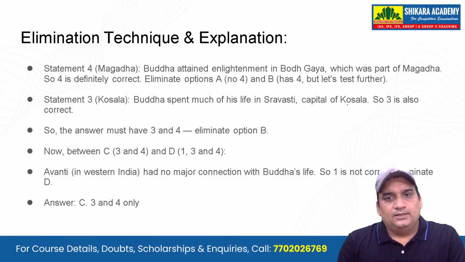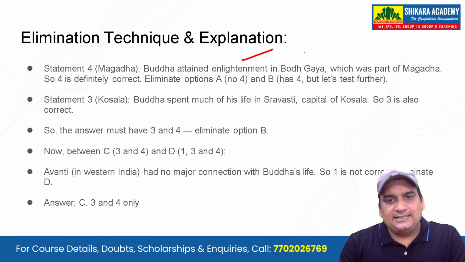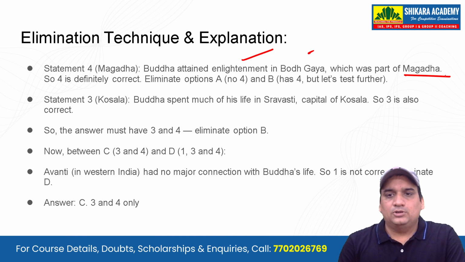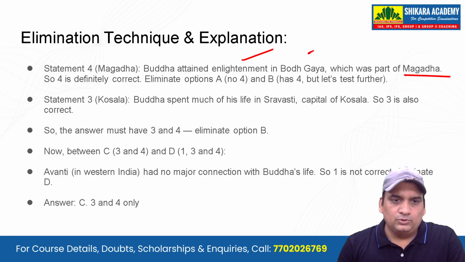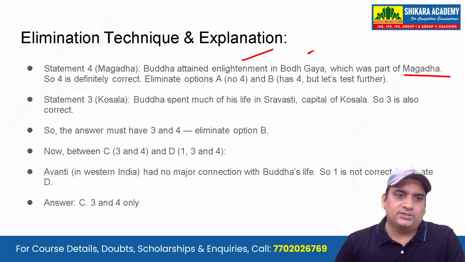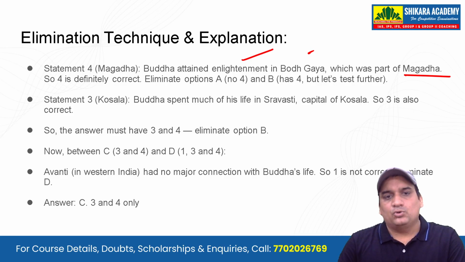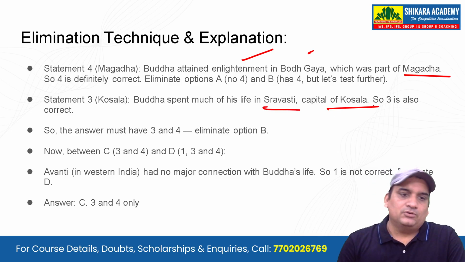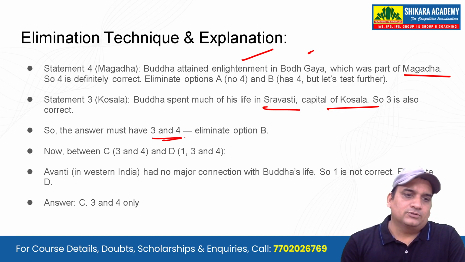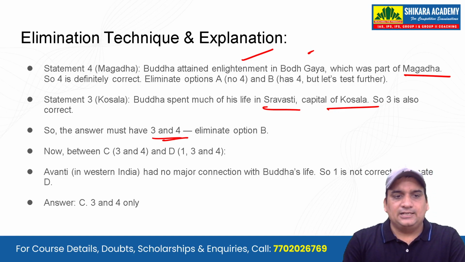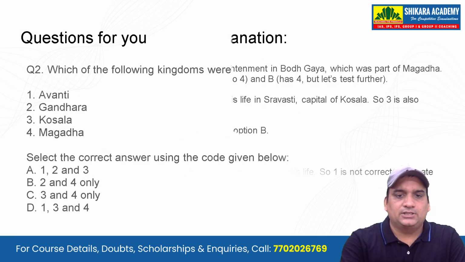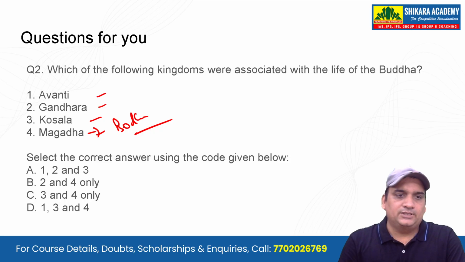If you just see, Buddha attained enlightenment in Bodh Gaya. That is Magadha. If you know that, then obviously that will give you an edge. Now, statement 3, Kosala. Buddha spent much of his life in Sravasti, that is the capital of Kosala. So, 3 is also correct. Now, if you have 3 and 4, you have to see with that. Along with that, remember, Avanti never had any major connections with Buddha's life.